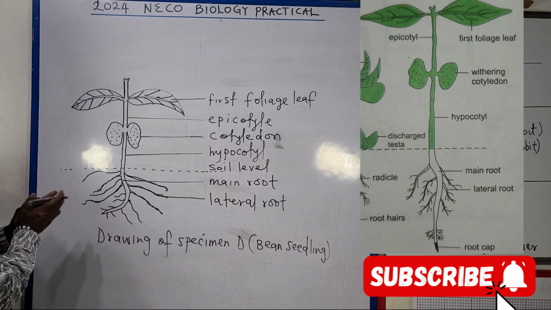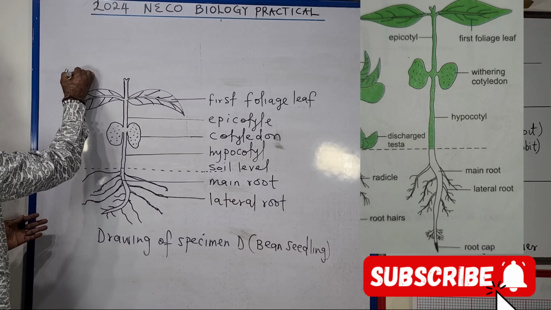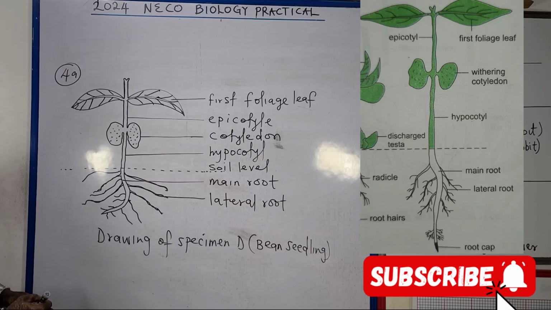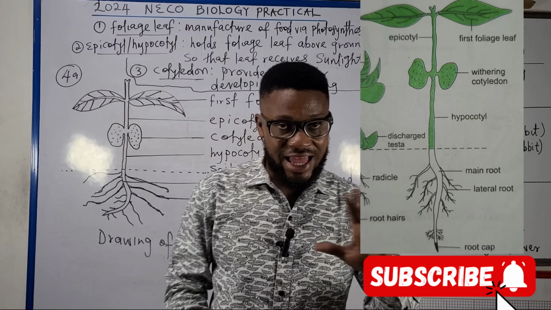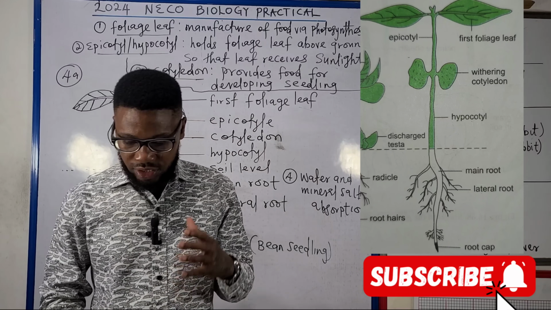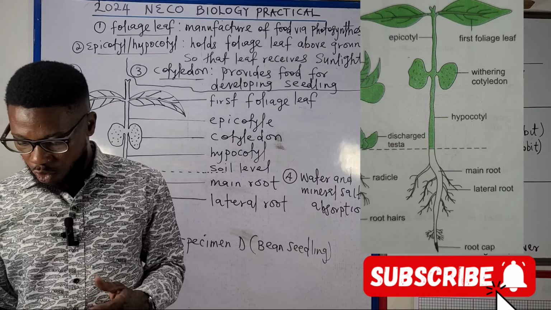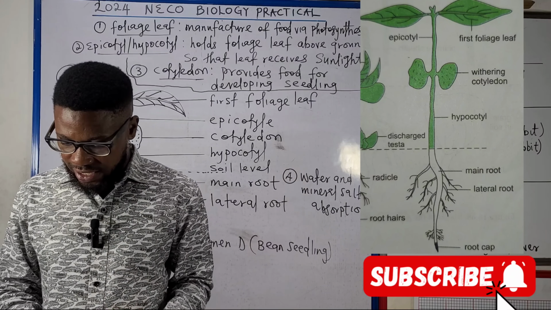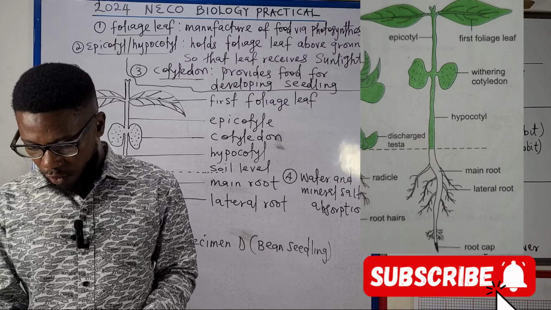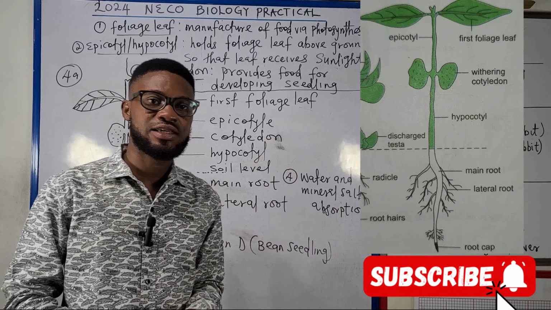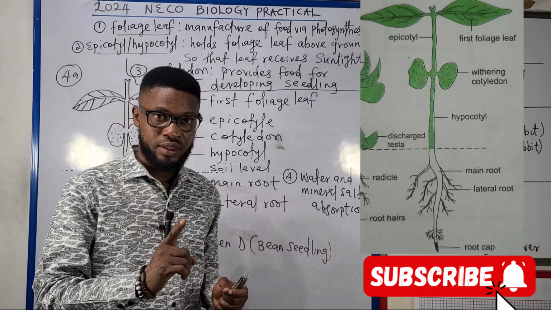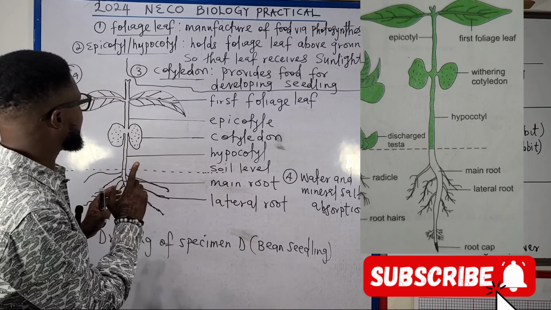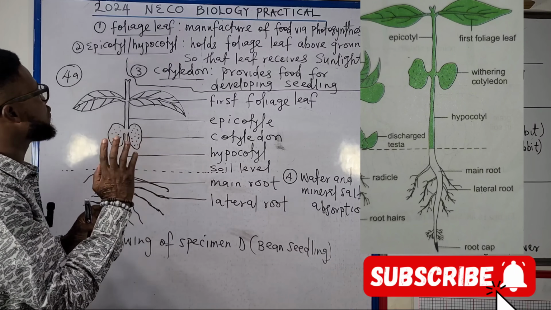That's talking about 4A. We were told to make a drawing 8 to 10 centimeter long of specimen D. That's the diagram there. So the next question tells us that's 4B. It says we should state one function each of any 4 of the labeled parts.